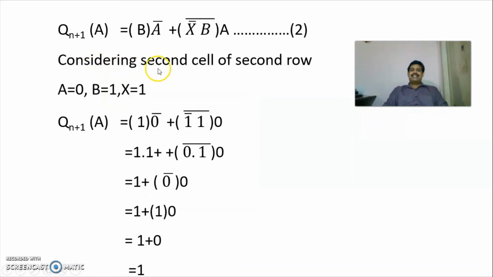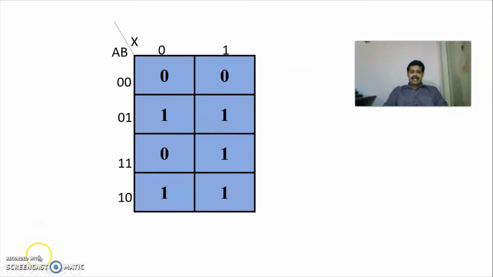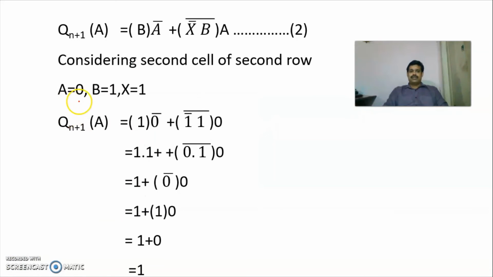Now first we are coming to A. We are considering the second cell of the second row. Here the value of A is 0, B is 1 and X is 1. So A is 0, B is 1 and X is 1.